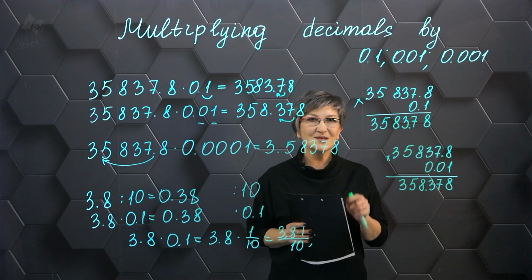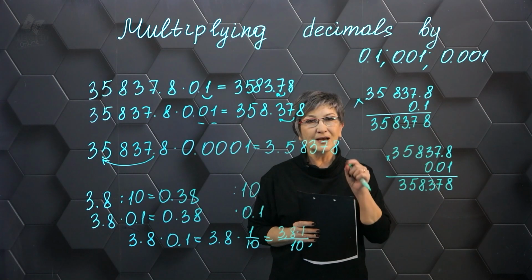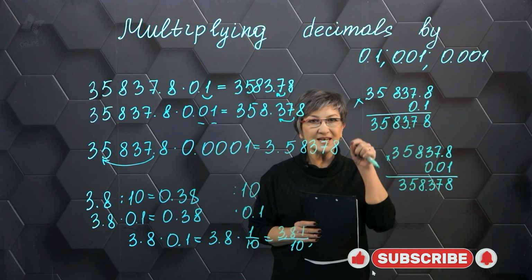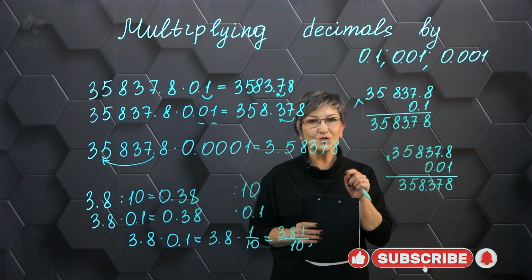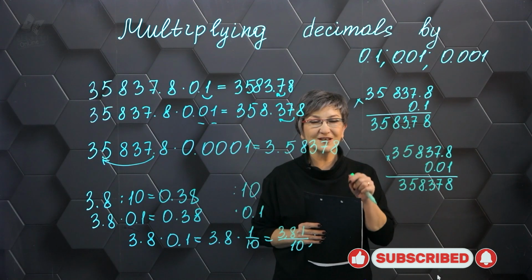In our next lesson, we're going to look at another rule that we're going to apply when we're dividing by decimals, 0.1 tenth, 0.01 hundredth, and so on.